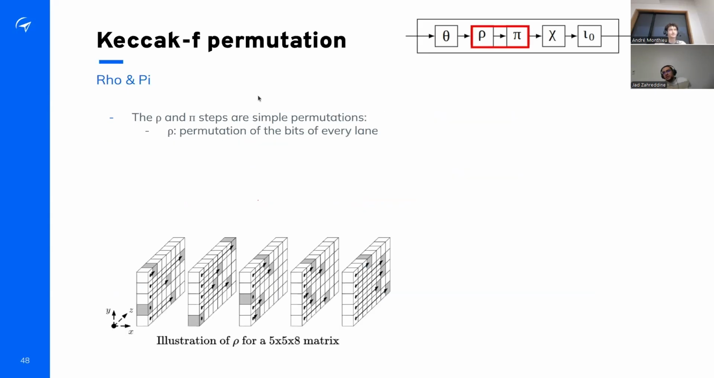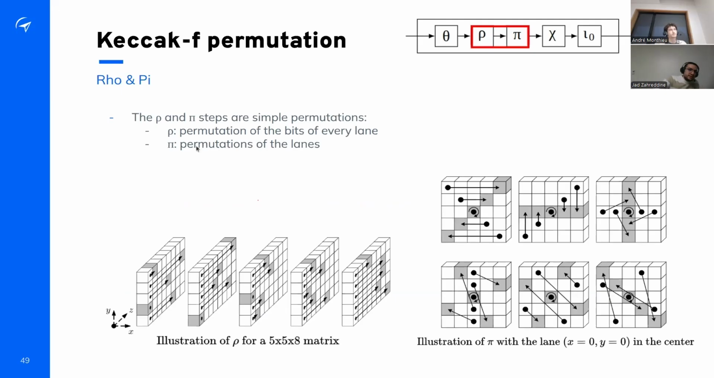Next, there are 2 permutations called rho and pi, where rho is a permutation of the bits of every lane, represented in this illustration, and pi is a permutation of the lanes, presented here. We're not going to talk much about them because they are not relevant for the subsequent attacks we'll show. Note that there's no Hamming weight leakage with these permutations. However, we could have a Hamming distance leakage because we mix the bits apart.